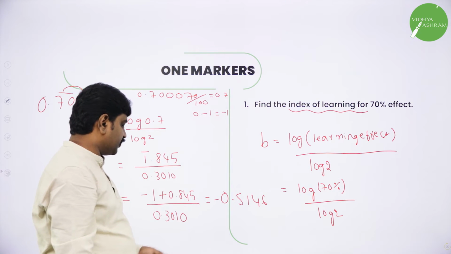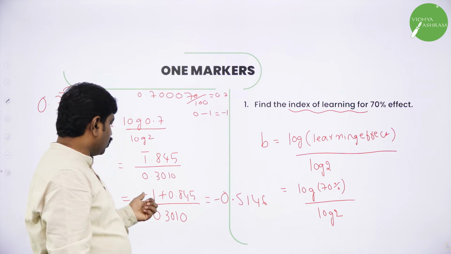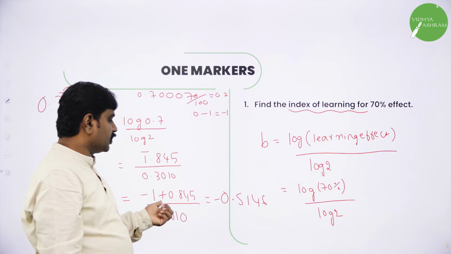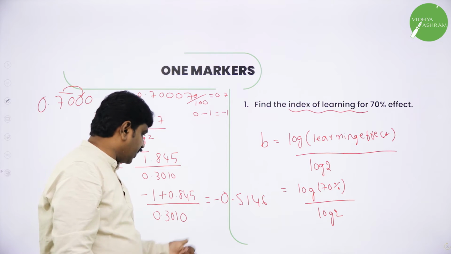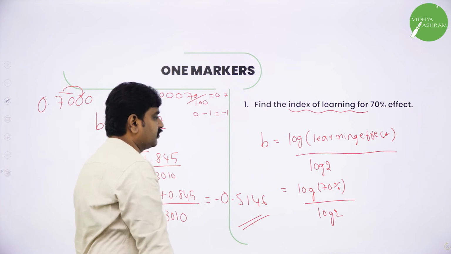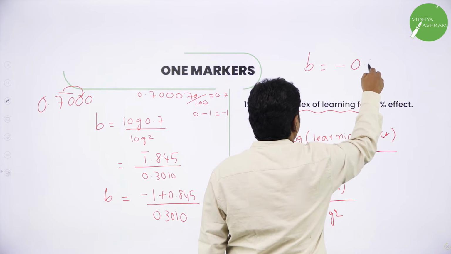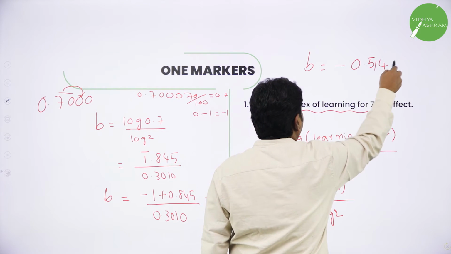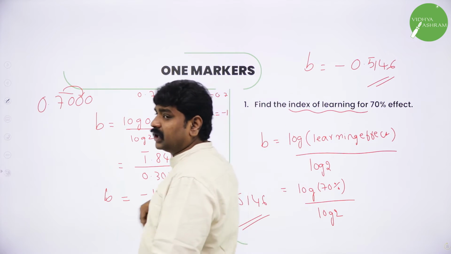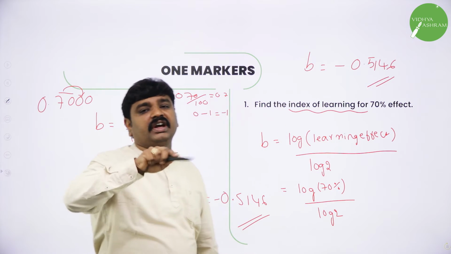So these two numbers, if you add, you will get minus 0.1459, and then divide them, you will get this. So this is the index of learning. They want the index of learning, we got minus 0.5146. This is the index of learning. I told you the index of learning should always be negative.